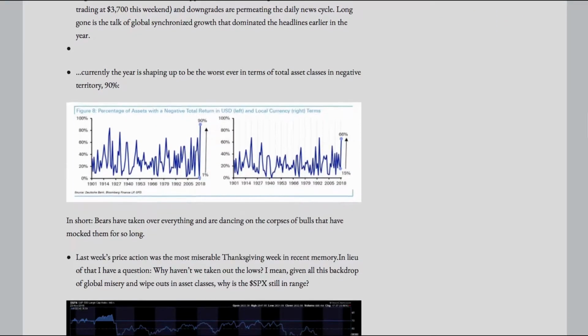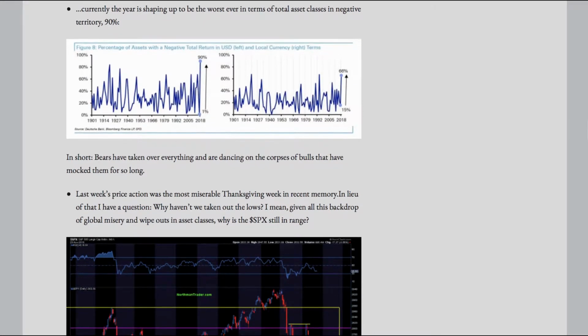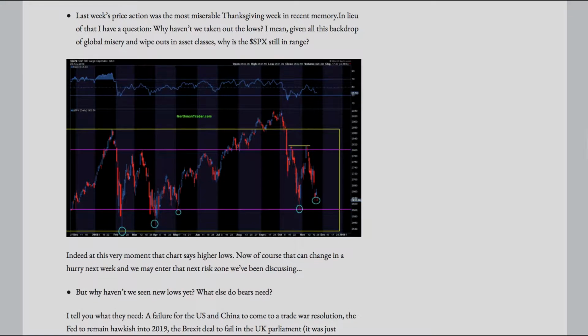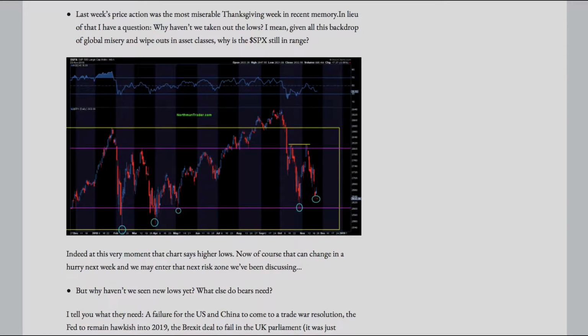Currently, the year is shaping up to be the worst ever in terms of total asset classes in negative territory, 90%. In short, bears have taken over everything and are dancing on the corpses of bulls that have mocked them for so long. Last week's price action was the most miserable Thanksgiving week in recent memory. In lieu of that, I have a question.